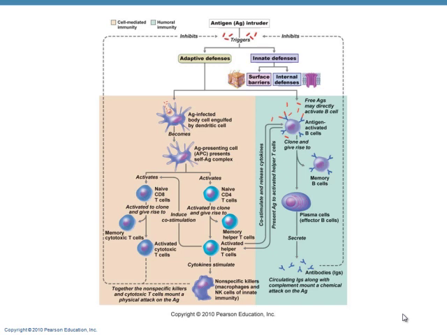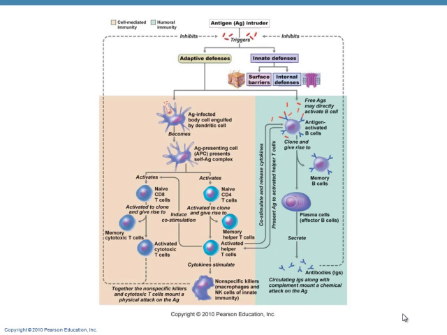Where are we? What's naive, you think? They haven't seen anything yet. So once they get presented by antigen-presenting cells, it's going to activate them. They're no longer naive. They know what they're fighting. So they become what we call activated. So once they see, then they can. Correct.